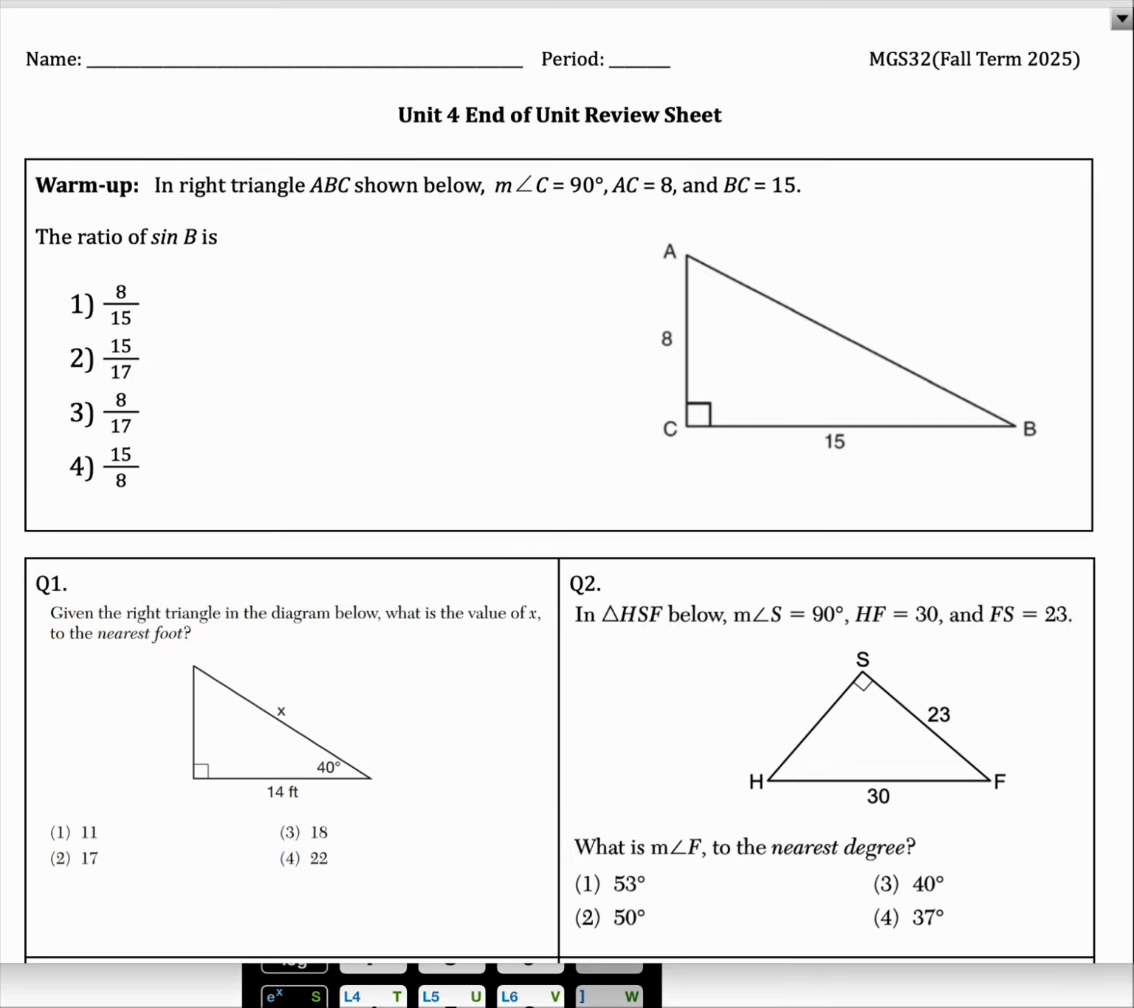The ratio of sine B is, so we go to angle B, okay, and I like to label things. I know that if I put an arrow here, this is my 90-degree angle, this is my hypotenuse. This is pointing to my opposite side, opposite leg, and this is my adjacent.